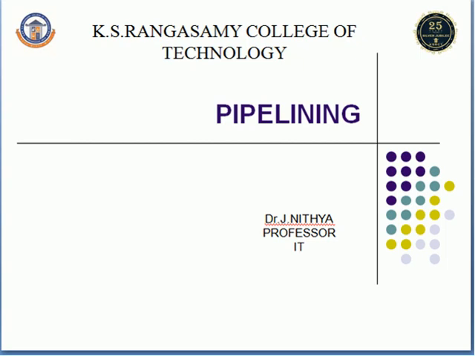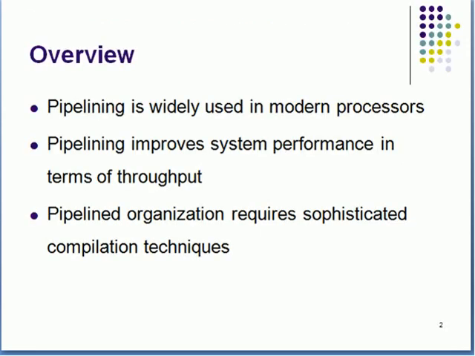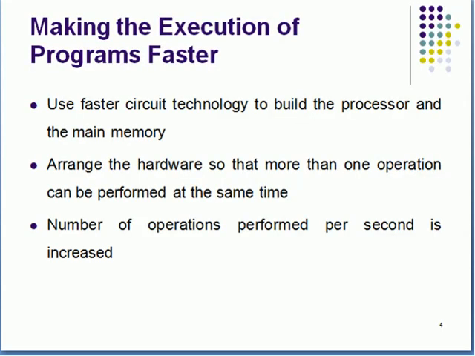So the topic for discussion is parallel processing, in which we will see the technique called pipelining. Pipelining is widely used in modern processors. Pipelining improves the system performance in terms of throughput, that is, how fast your system responds. That is parallel processing. Pipelining is a methodology which enhances the performance of your processor. The pipelining organization requires sophisticated compilation techniques.